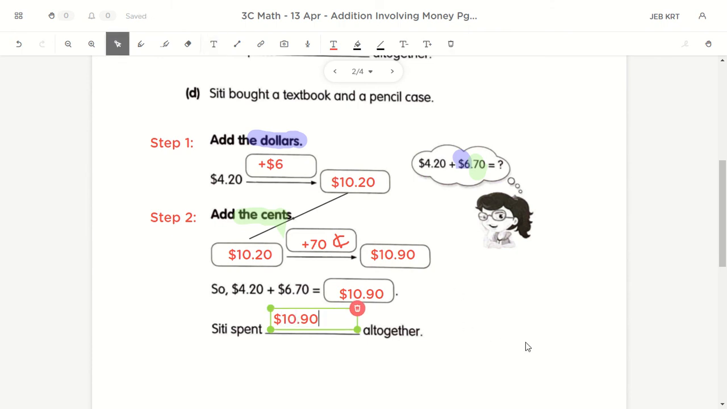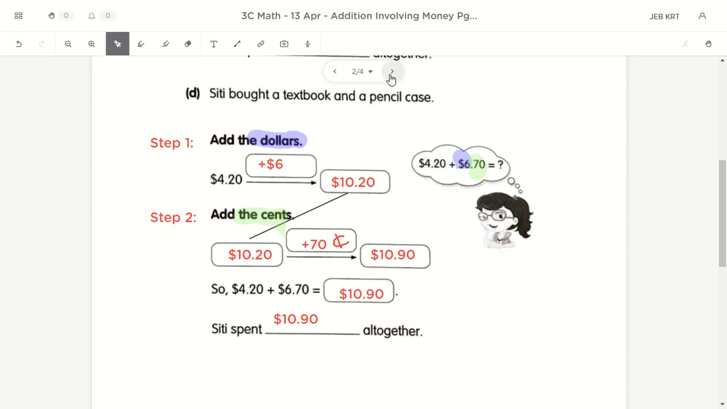Right, so now it should be clearer to you. First, you add the dollars part, which is the $6. So you add the $6 to the $4.20. 6 plus 4 give you 10. You make sure you leave the 20 as well. You don't forget about 20 cents. After that, this is step 1. Now you go on to step 2. You add the 70 cents to the 20 cents, and you get $10.90. So you add the dollars part first, followed by the cents part.